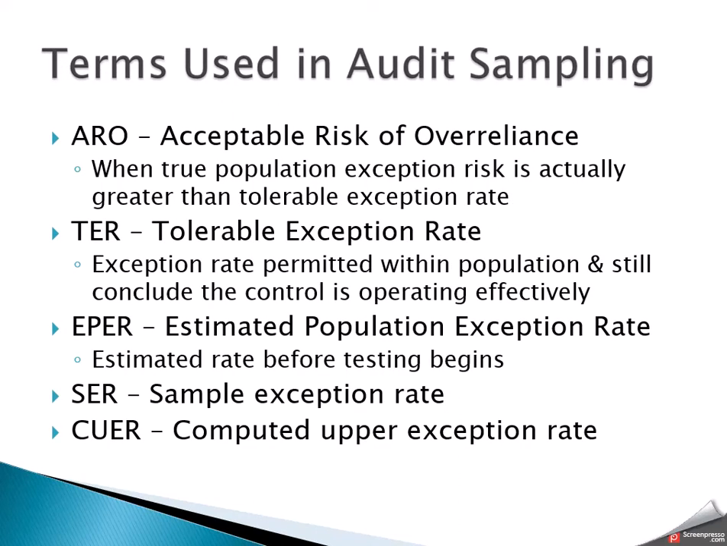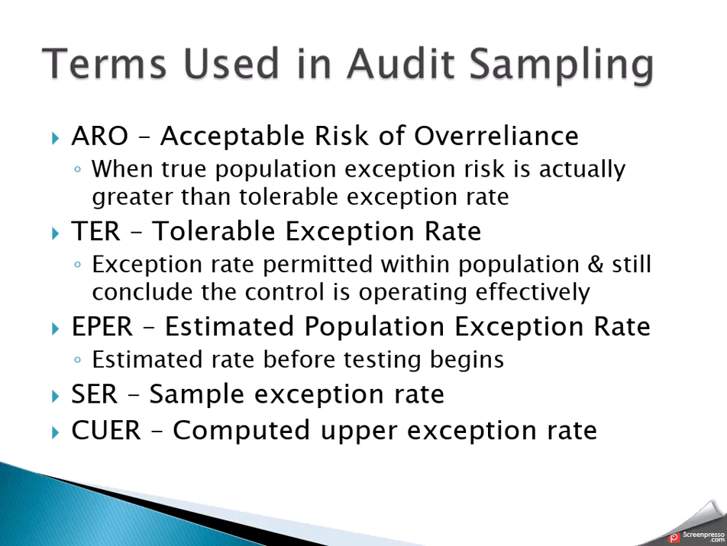Then we get into, and there's a table in your book that shows these terms used in the auditing sample. So we've got the ARO, which is the acceptable risk of over-reliance. That's basically the risk that the auditor is willing to take of accepting that a control is effective, or that the rate of a monetary misstatement is tolerable when the true population rate is greater than the tolerable exception rate.